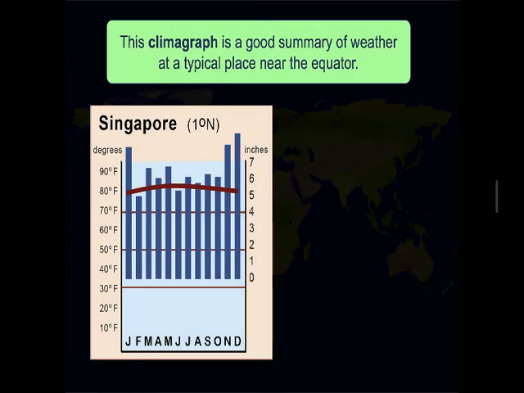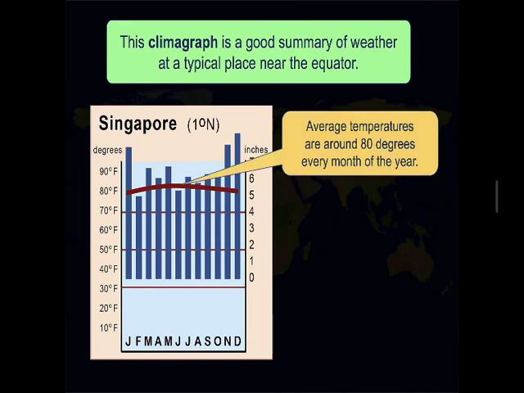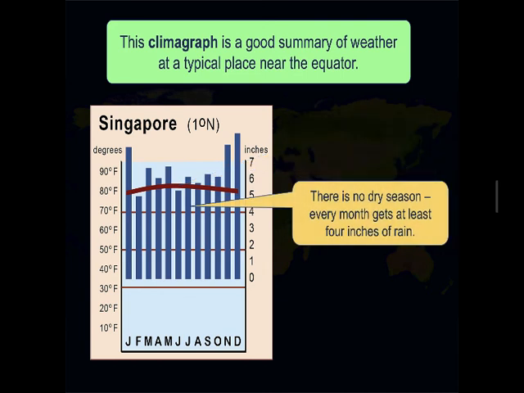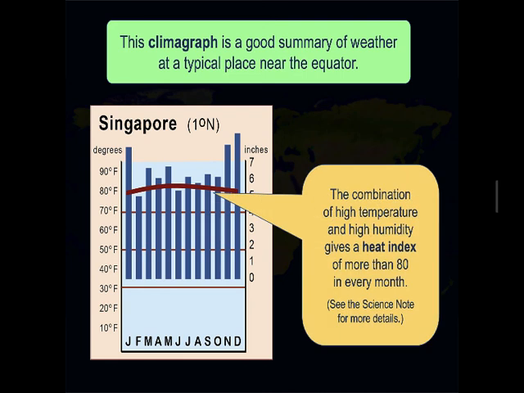This climograph is a good summary of weather at a typical place near the equator. Average temperatures are around 80 degrees every month of the year. There is no dry season. Every month gets at least 4 inches of rain. This combination of high temperature and high humidity gives a heat index of more than 80 in every month. See the science note in Chapter 2 of Earth Environments for more details.